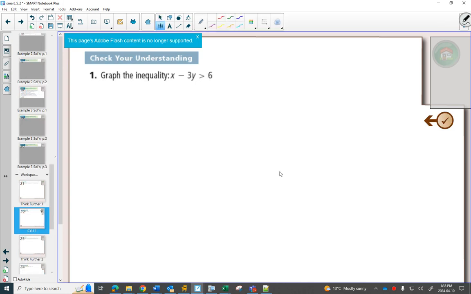Oh, I like this example. First of all, if you're going to want to graph the line, often it's easiest if you have it in y equals mx plus b form. So I'm going to move the x over to the other side by subtracting x on both sides.